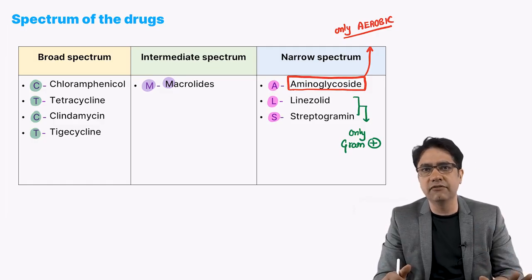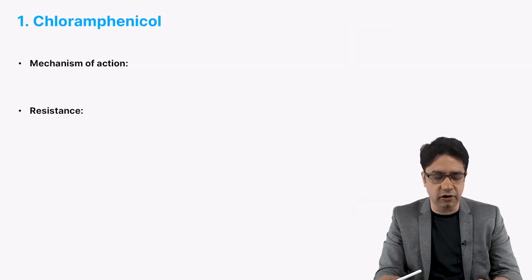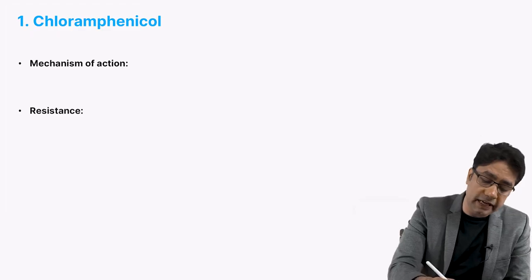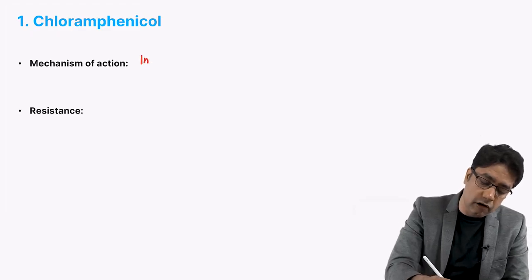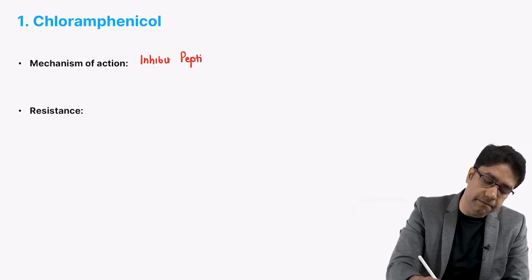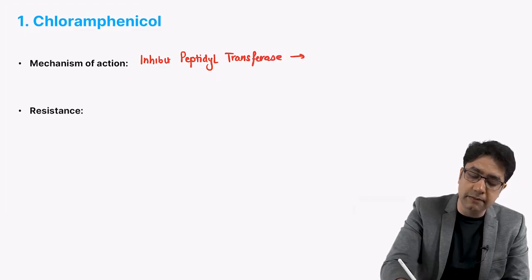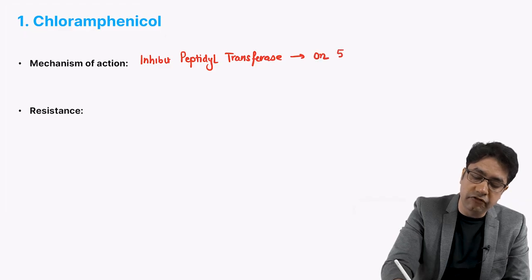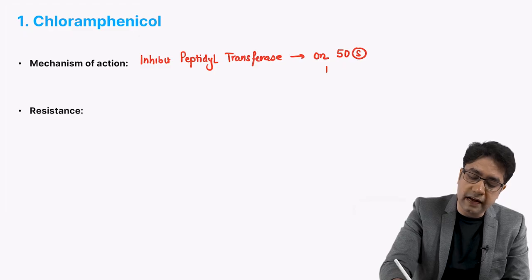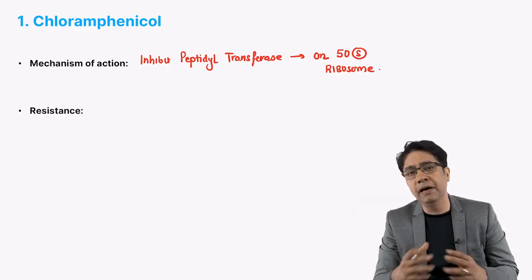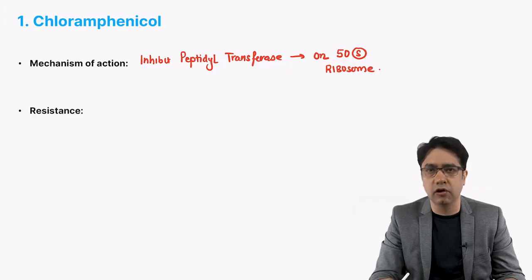So, we will first start with a beautiful drug, chloramphenicol. Let's recall what was the mechanism of action of chloramphenicol. Chloramphenicol inhibits peptidyl transferase enzyme. And this peptidyl transferase means P site, it was located on 50S ribosome. So it acts on 50S subunit of ribosome and inhibits peptidyl transferase enzyme. Next point, many bacteria are developing resistance to chloramphenicol. It is one of the oldest drugs we have.